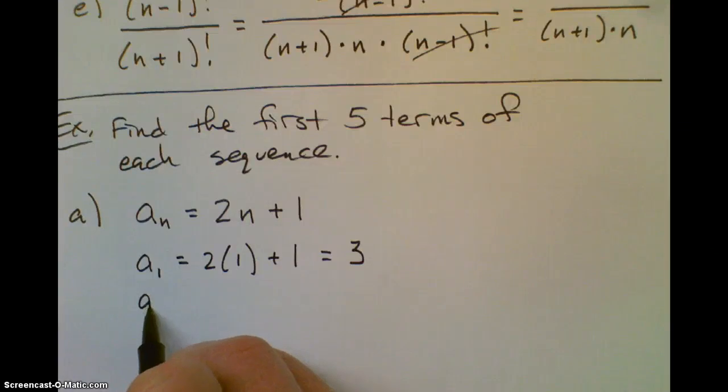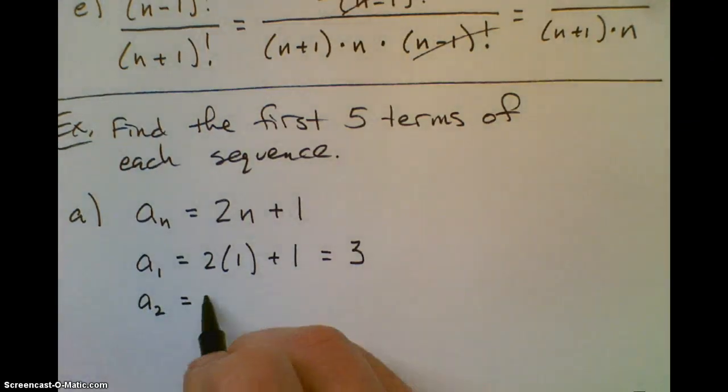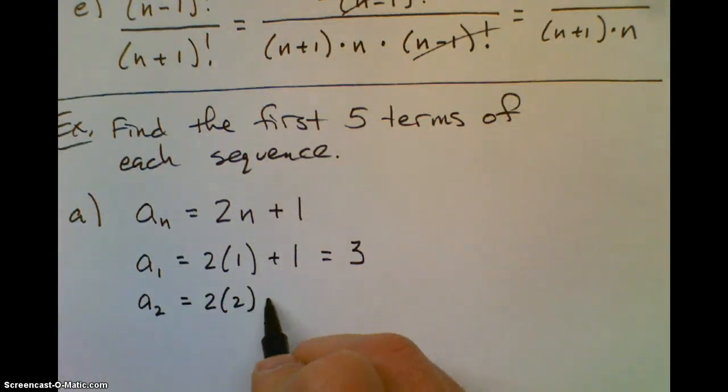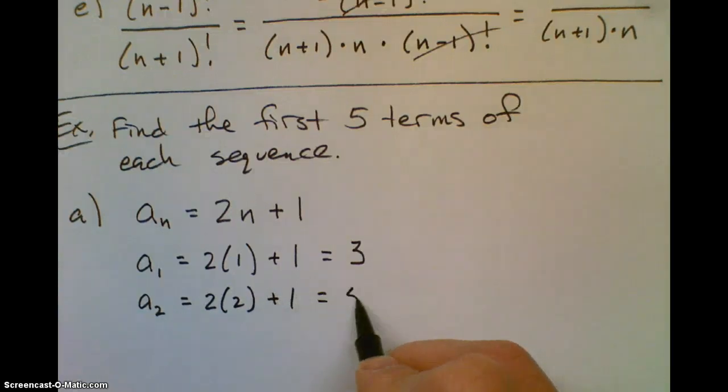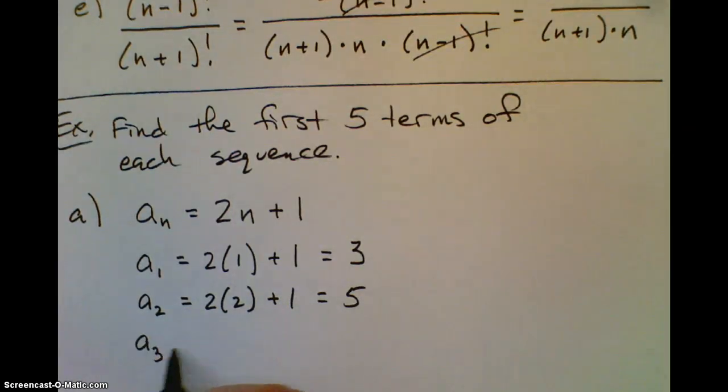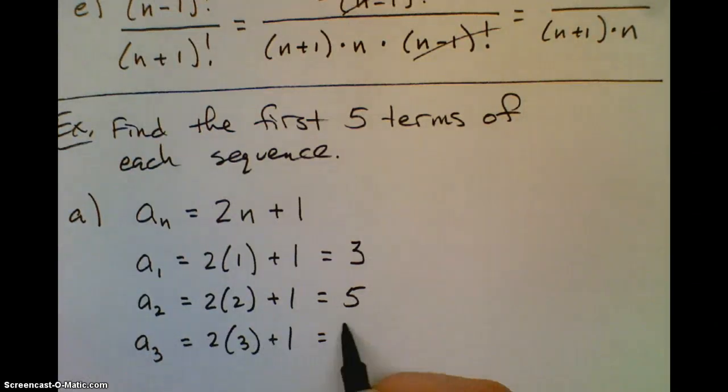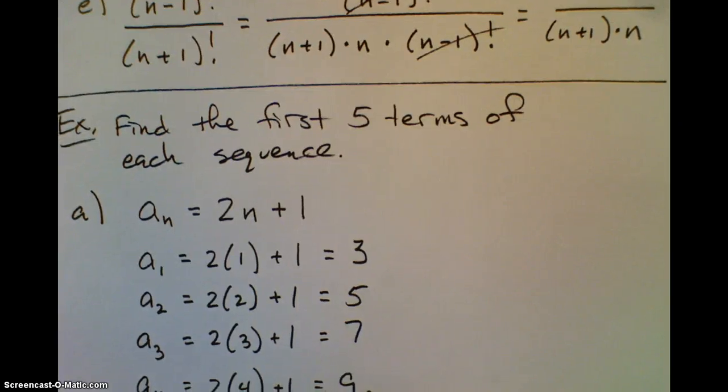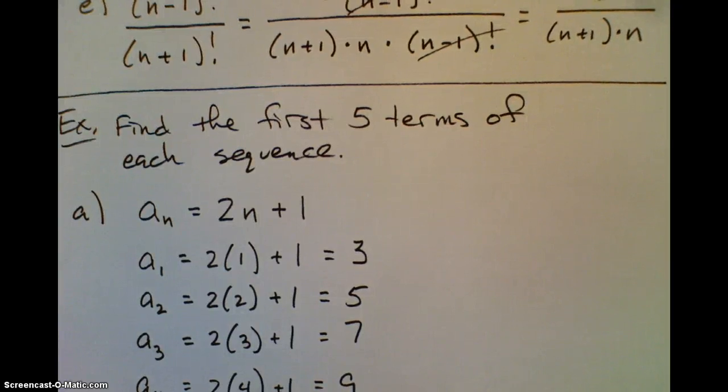If I want to find the second term, a sub 2, I would simply plug in 2. So it's 2 times 2 plus 1, so that would give us 5. Third term, a sub 3, would be 2 times 3 plus 1, or 7. And the fourth term is 2 times 4 plus 1, which is 9. And if you haven't found the pattern yet, we're looking at odd numbers starting with 3. So we've got 2 times 5 plus 1, which is 11. So you see we're increasing by 2 each time.